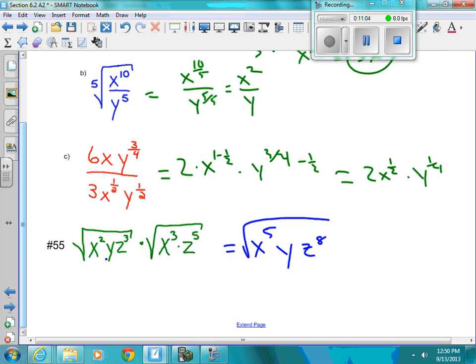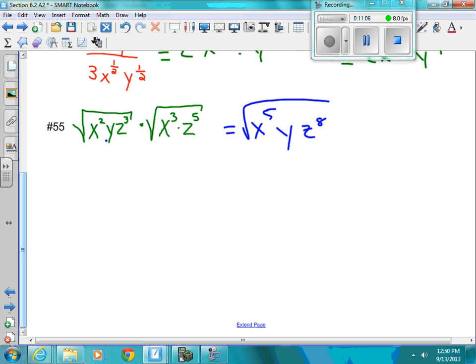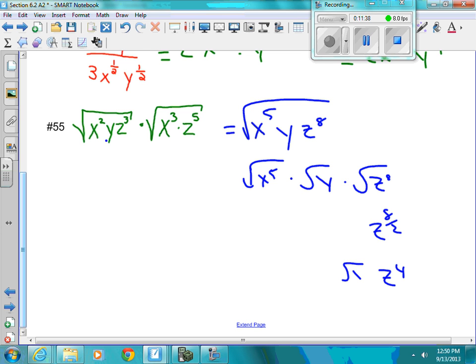So at this point, I would separate them again. The square root of x to the 5th, the square root of y, the square root of z to the 8th. They're all being multiplied together. Here's the trick. If they're even, it's real easy. Okay? If they're even powers, you just divide them by the root. So really, this is z to the 8 over 2, which is just z to the 4. Square root of y, nothing I can do with that. So that's going to be square root of y when we're done.